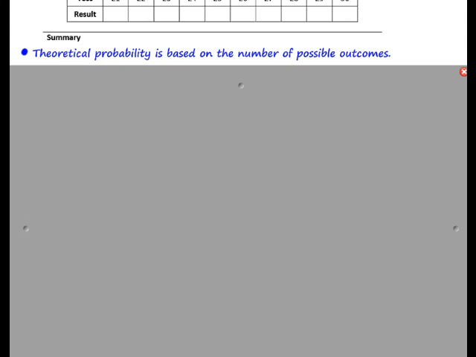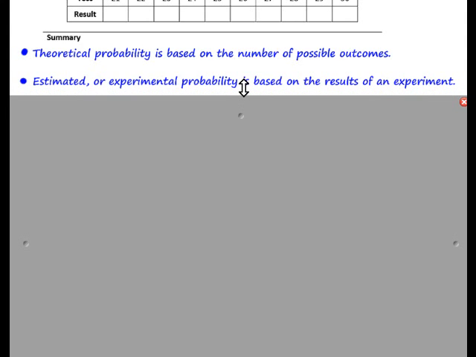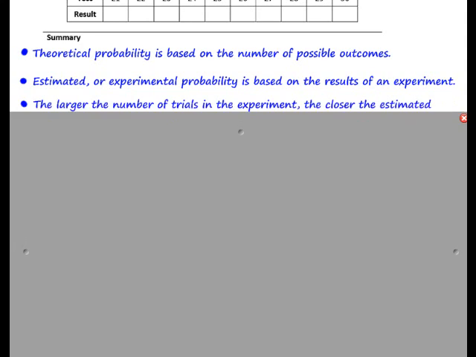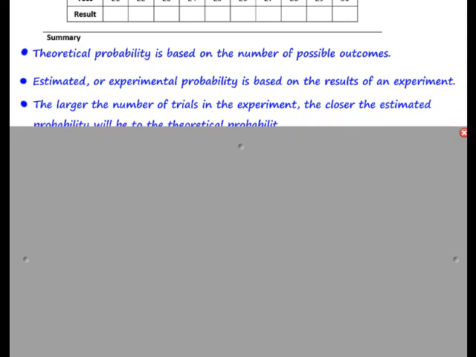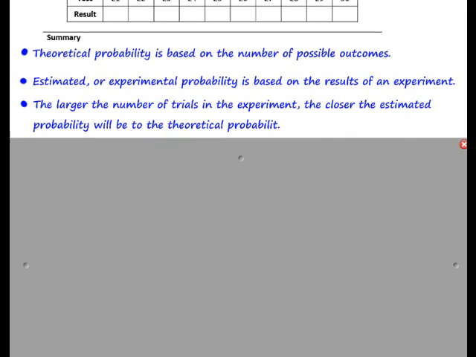In this lesson, you have learned theoretical probability is based on the number of possible outcomes. Estimated or experimental probability is based on the results of an experiment. The larger the number of trials in the experiment, the closer the estimated probability will be to the theoretical probability.